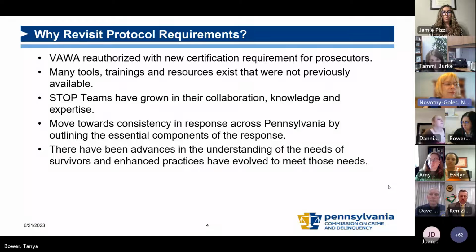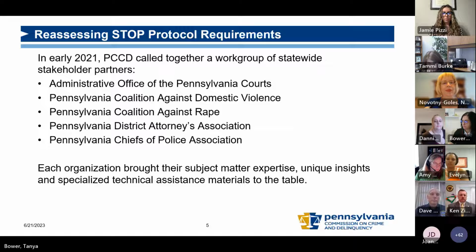We also heard from members of our statewide STOP Implementation Planning Committee, surveys to the field, monitoring visits, and focus groups of responders that they needed training across systems to improve response and strengthen collaboration. So that's how the statewide STOP protocols started. Next slide.